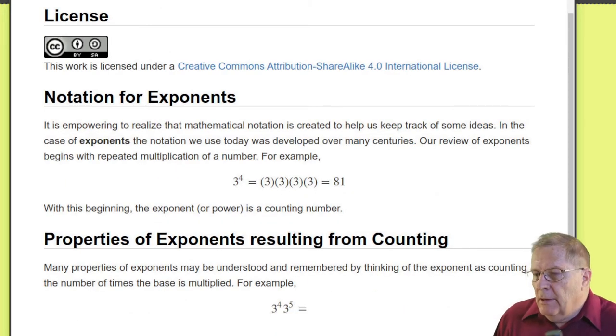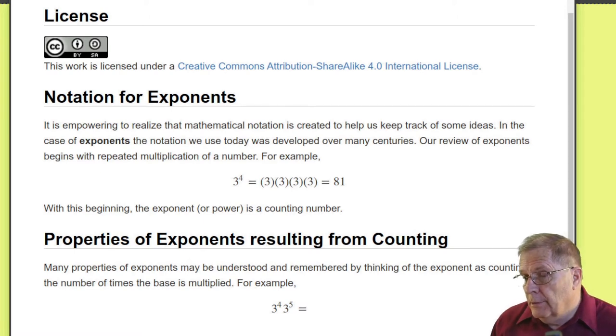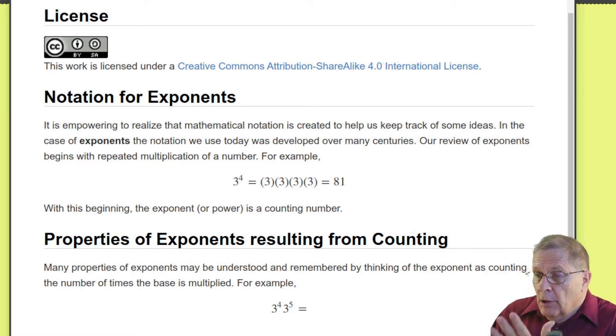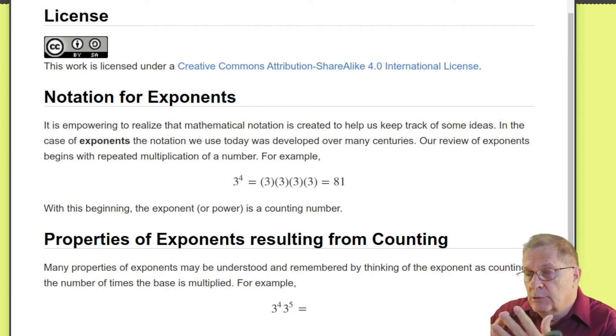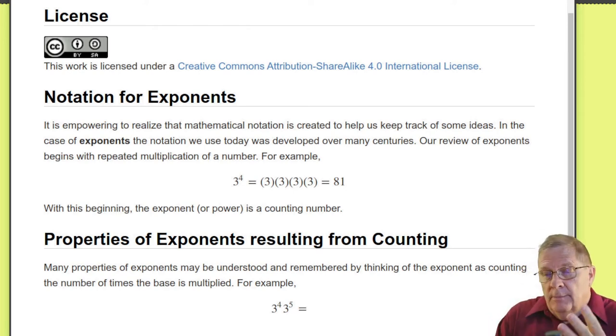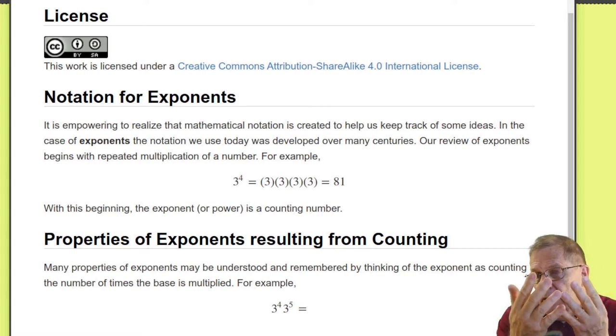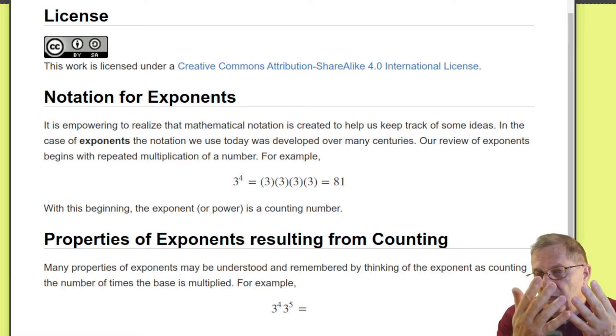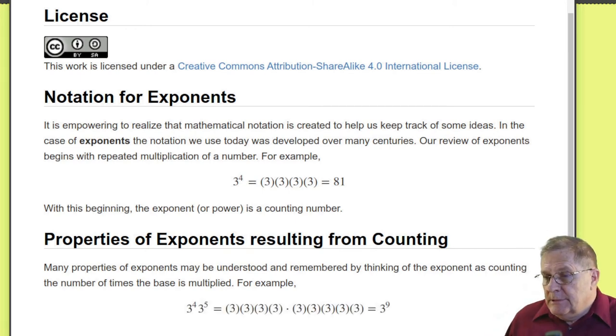For example, think about 3 raised to the third power times 3 raised to the fourth power times 3 raised to the fifth power. That means it's 3 times 3 times 3, then 3 times 3 times 3 times 3, that's 3 to the fourth power, and then 3 times 3 times 3 times 3 times 3, that's 3 to the fifth power. So that's really the same thing as 3 to the ninth power. It's simply a matter of counting the number of factors of 3 that we have.